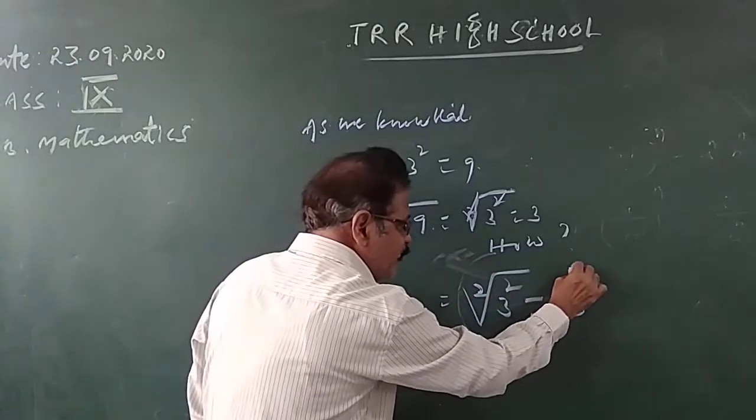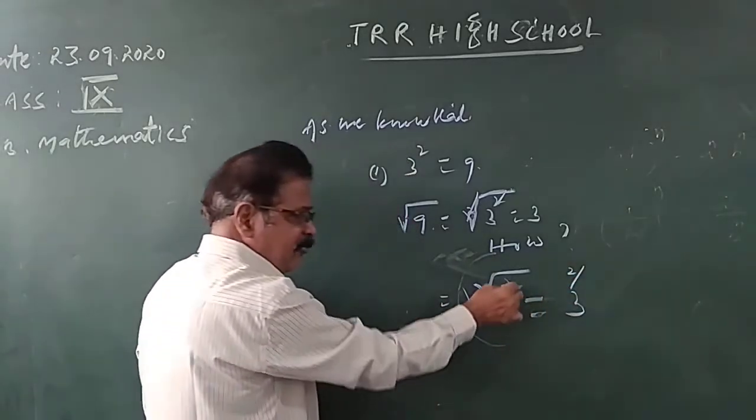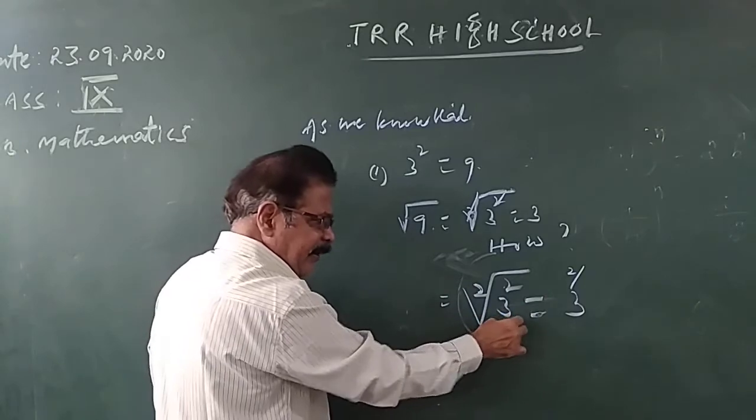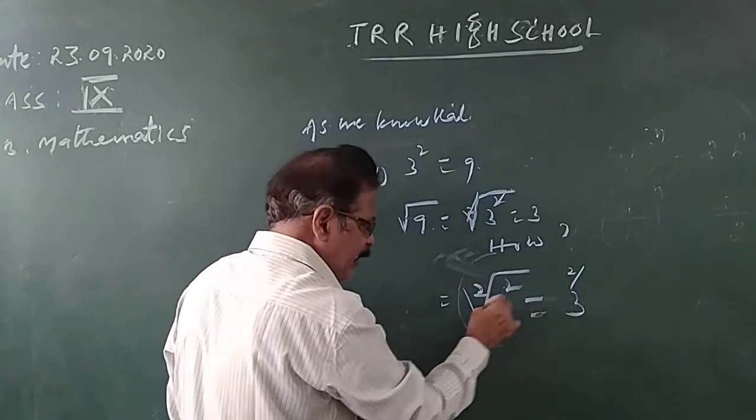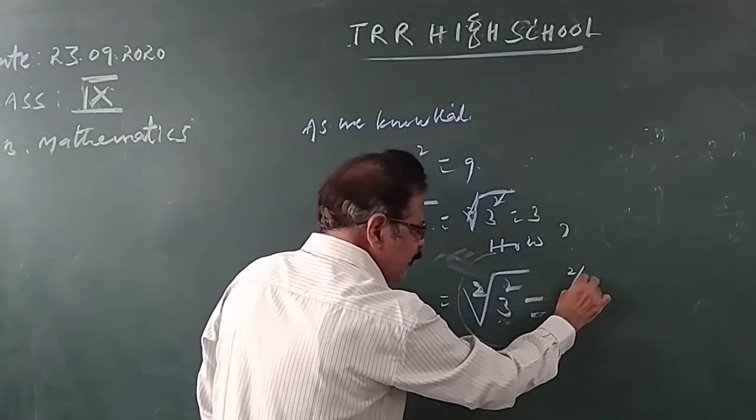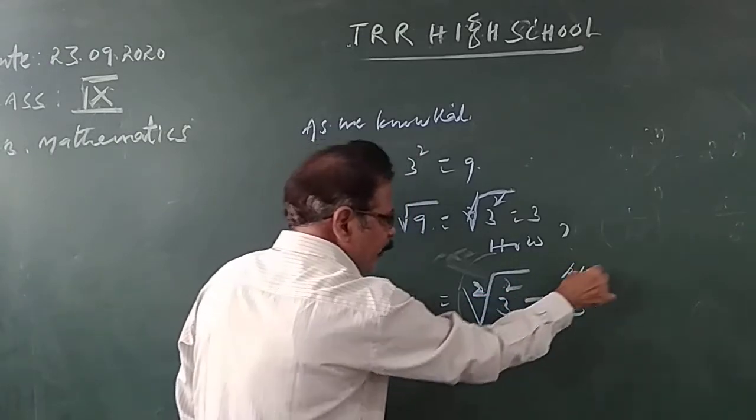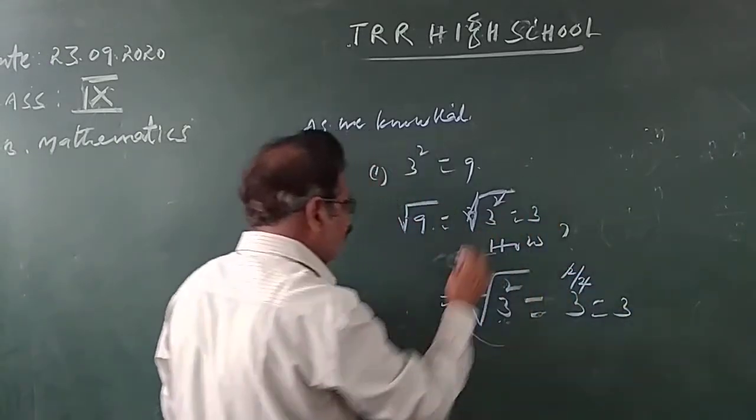Write in the exponential notation. In this 3 square, inside the radicand the power is 2. This is the numerator. And the order becomes the denominator. 2 by 2, that equals 3. The square root of 3 square.